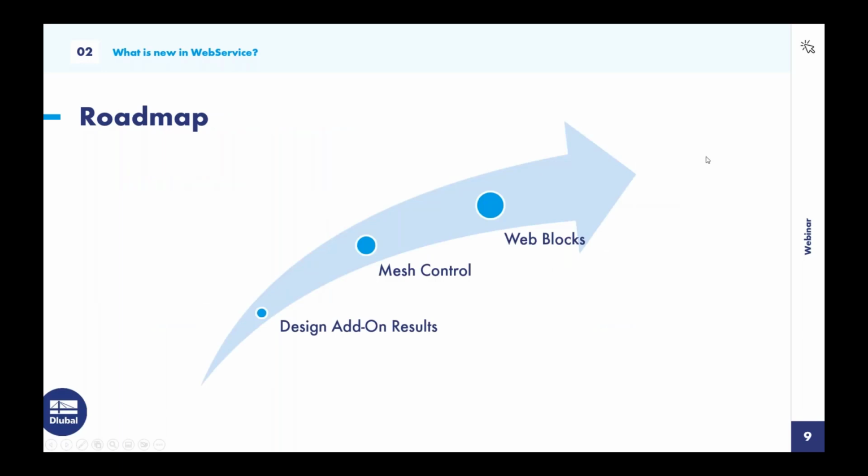Okay, so I believe that transparency between us and our users is essential for the success of our development plan. Therefore, I would like to outline our short and long-term plans for web services. In the short term, we have 3 priorities. Our first priority is to extend design add-ons in our result tables. We are in the final phase of this development, and this feature will be available to our users soon.